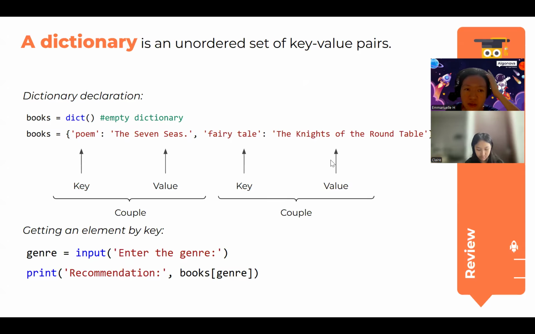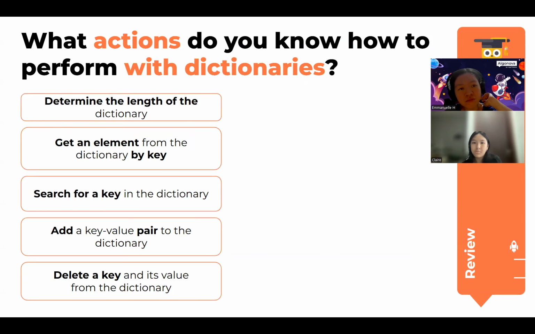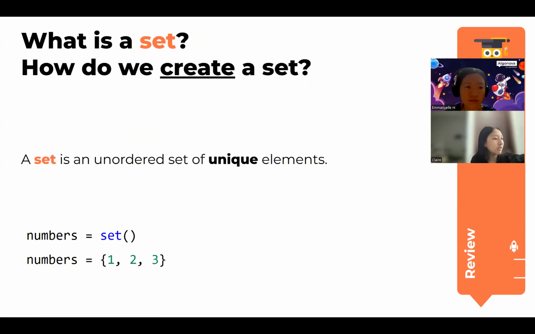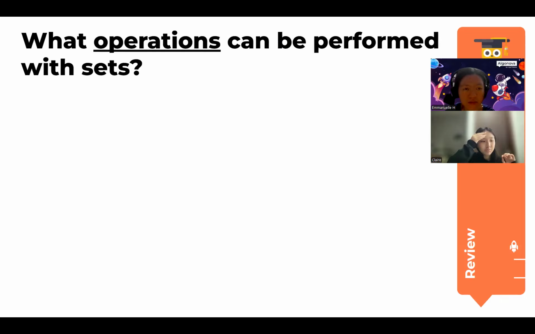And last week we also learned about dictionary. Dictionary consists of keys and values. If we work with a dictionary, we use square brackets. And the last one is set. A set holds unique values, so you cannot add duplicate values inside a set.